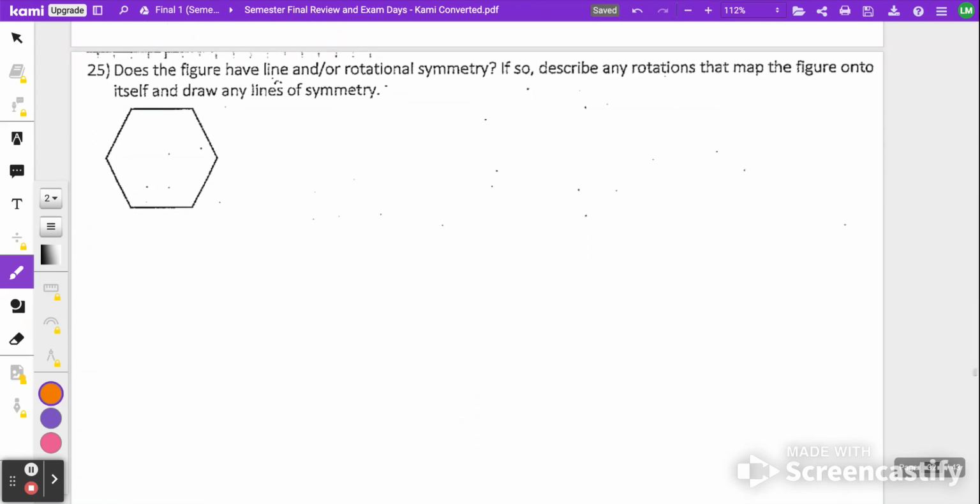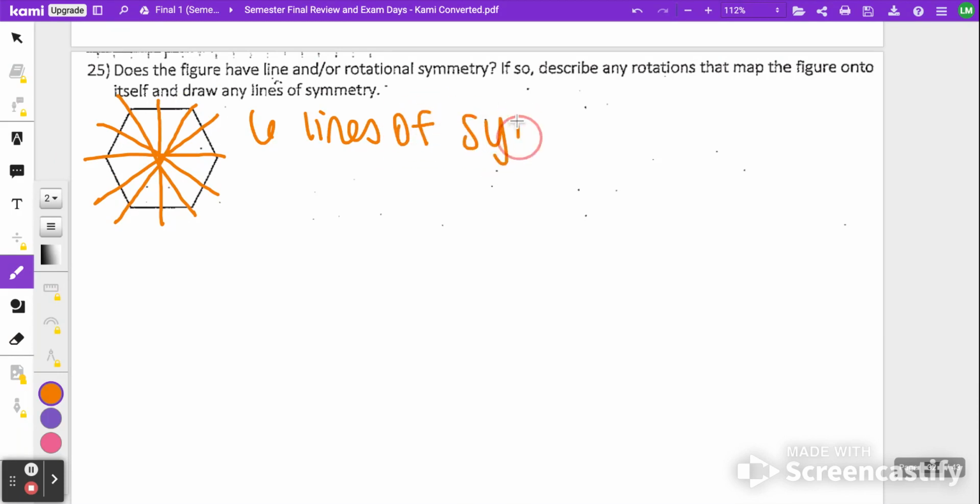This next one says, does this figure have lines of symmetry and/or rotational symmetry? And if so, describe it. Right now I am seeing 6 lines of symmetry. So let's talk about lines of symmetry first. 1, 2, 3, and then 4, 5, 6. So 6 lines of symmetry.